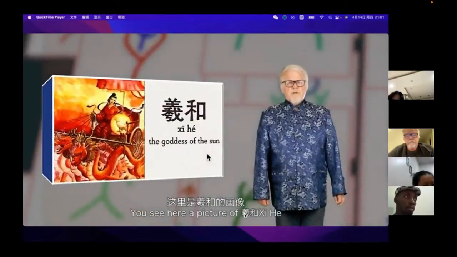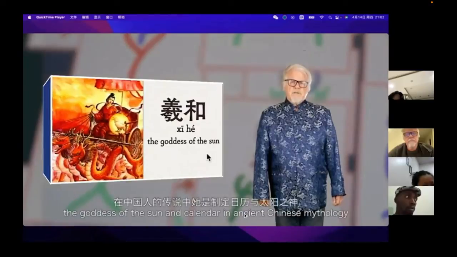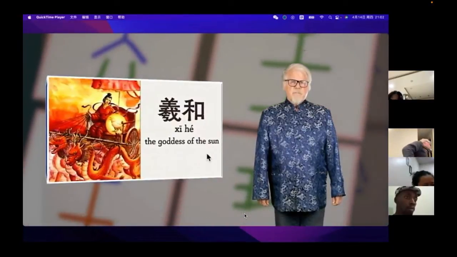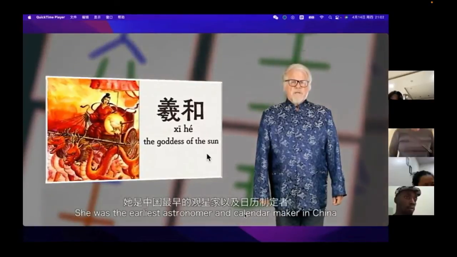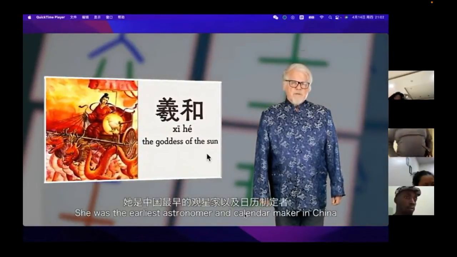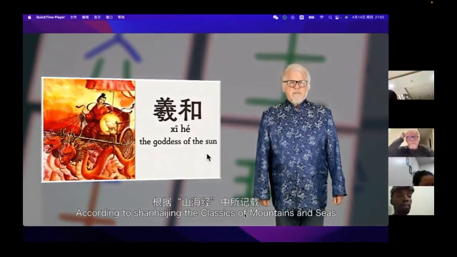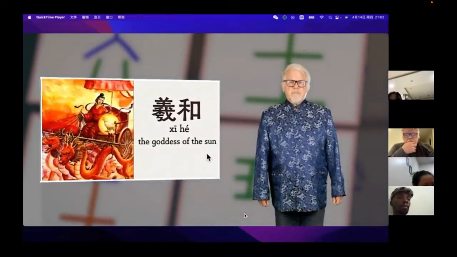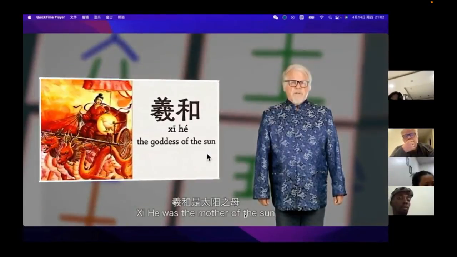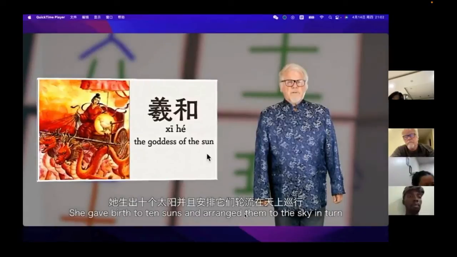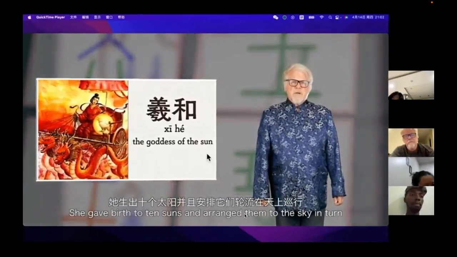You see here a picture of Xi He, the goddess of the sun and calendar in ancient Chinese mythology. She was the earliest astronomer and calendar maker in China, according to the Shanhaijing, the classic of the mountains and seas. Xi He was the mother of the sun. She gave birth to 10 sons and arranged for them to cruise in the sky in turn.